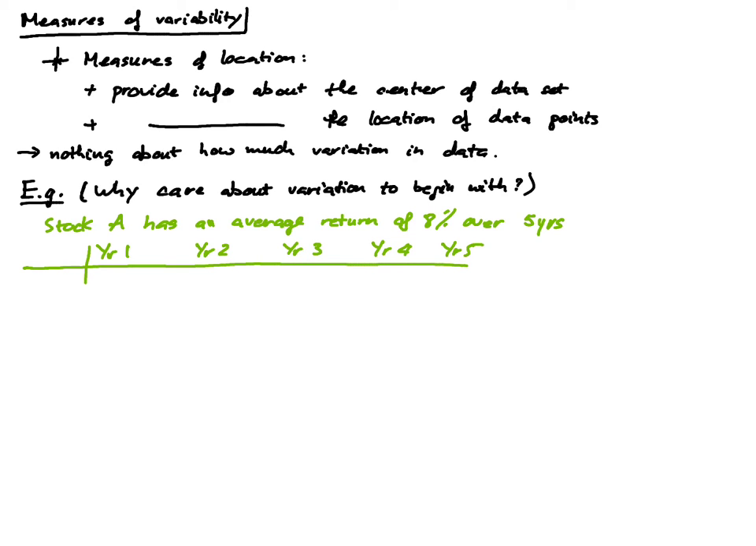It's entirely possible for the stock to return 8% for each of the last 5 years, right? But then it's also possible for the stock to return 12% over the first 3 years, and then 2% in year 4 and year 5.